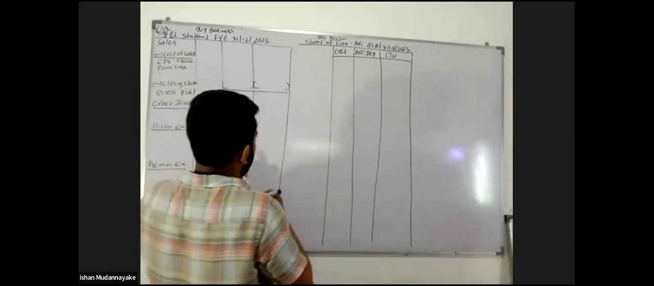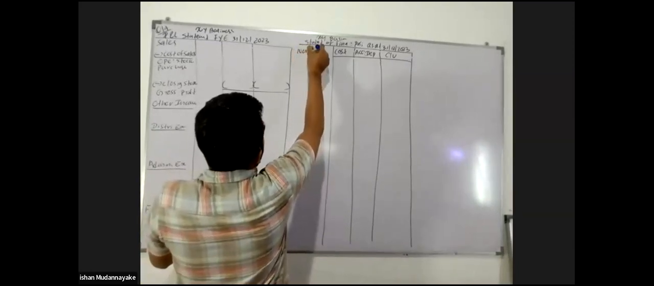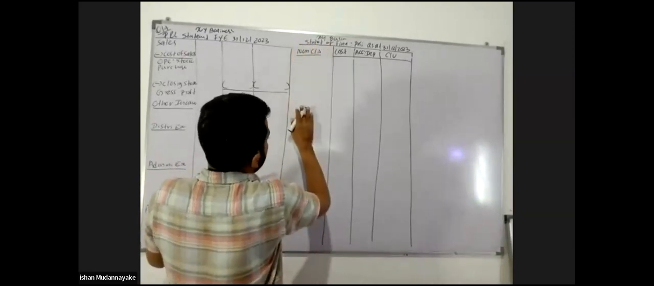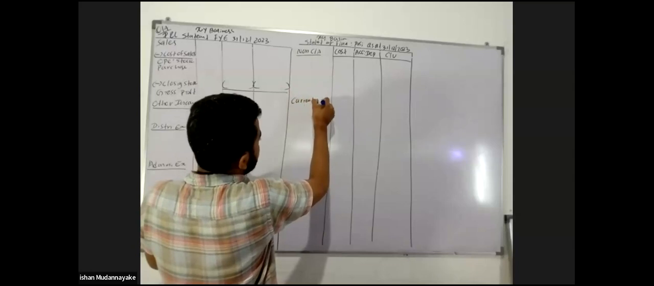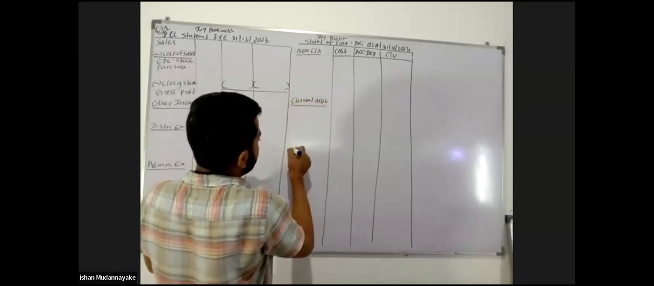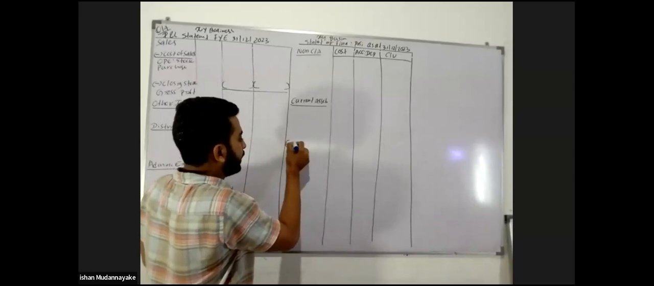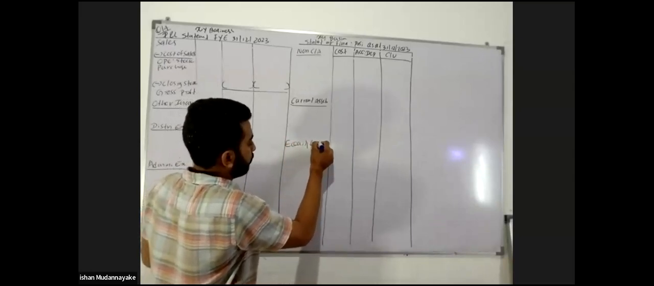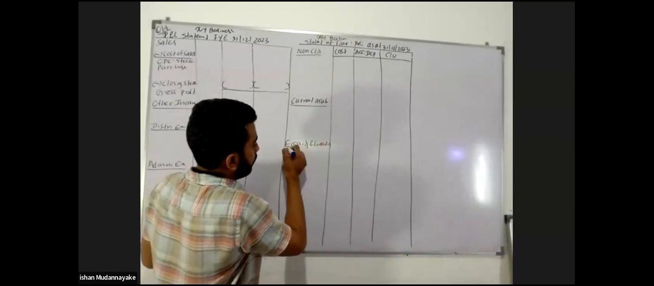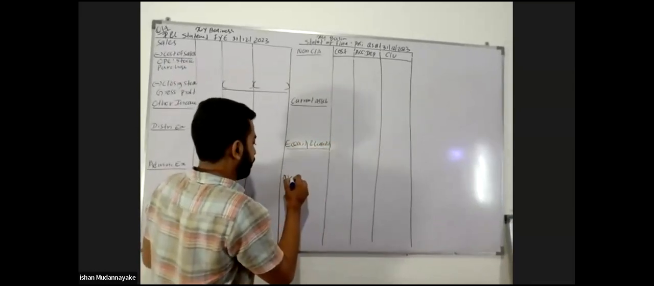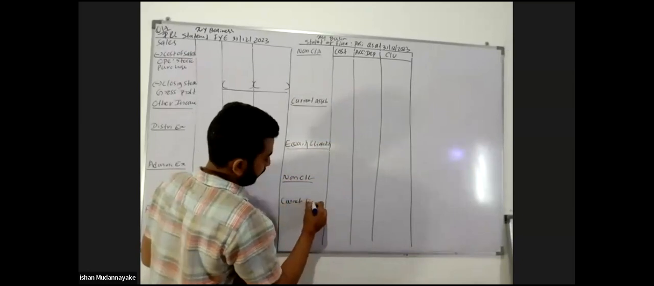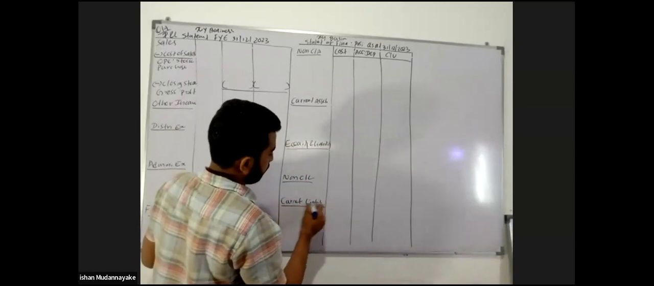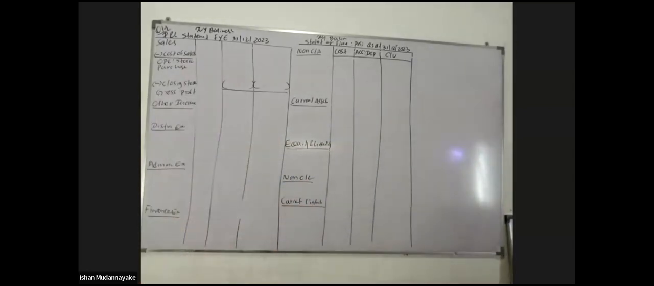And then here non-current assets, and then current assets. Then here equity and liability. Under liability, non-current liability and current liability.